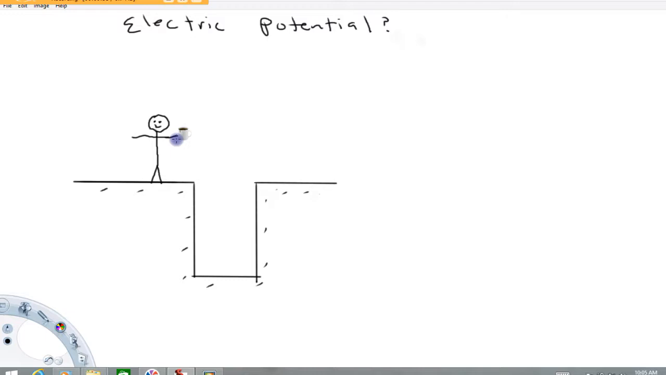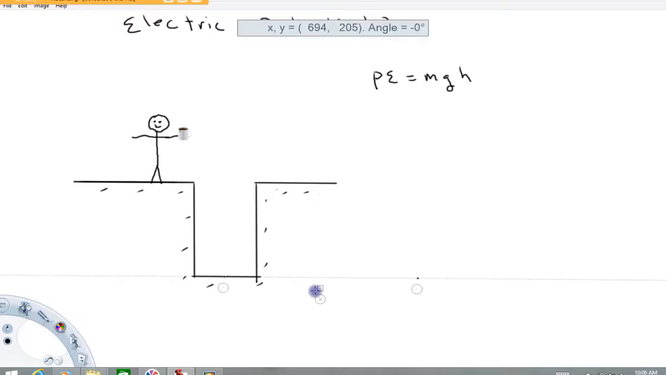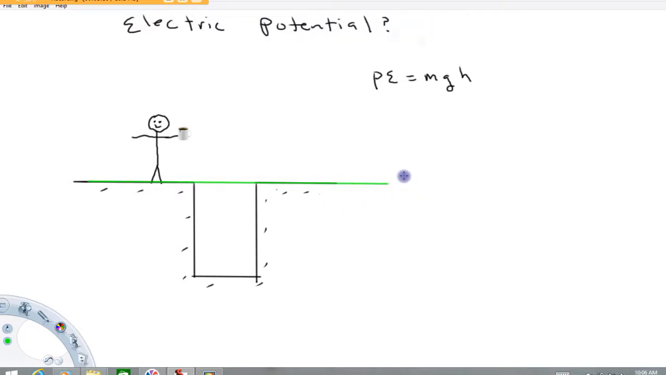The cup full of coffee here, I can calculate a potential energy for. Remember that gravitational potential energy is equal to mgh. Now, you measure the h relative to some chosen datum, and it's pretty typical to put datums on the ground. So I'm going to put a datum right here on the ground. This line is where I'm going to measure my potential energy from. So, datum.